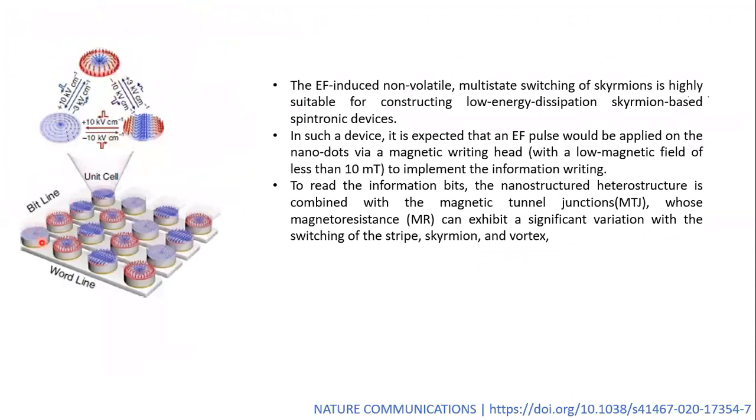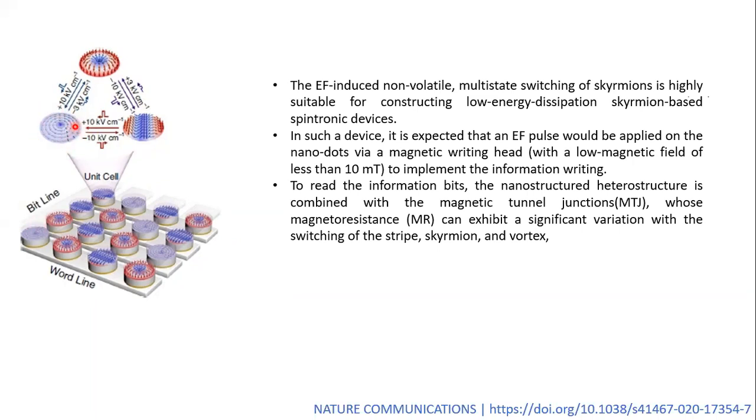So these nanodots, I told you that the diameter is 350 nanometers. It is kept at 350 nanometers because at this specification, each nanodot contains only one type of magnetic texture, that is one skyrmion, one vortex. Okay, so in these nanodots we can apply an electric field pulse, and suppose we have got a vortex state.